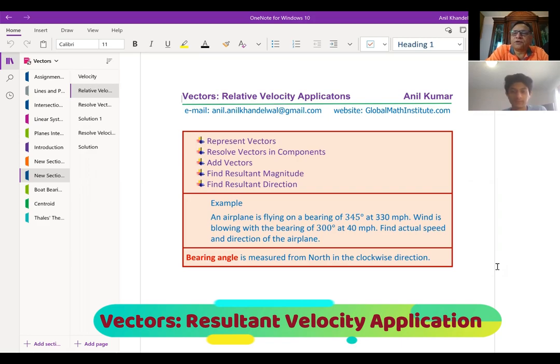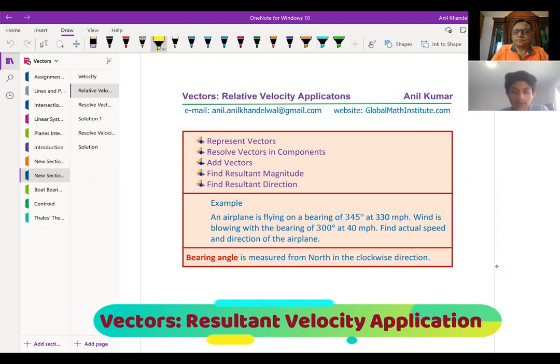Here is an example for you. Can you please read the example? Yes, sir. An airplane is flying on a bearing of 345 degrees at 330 miles per hour. The wind is blowing with the bearing of 300 degrees at 40 miles per hour. Find the actual speed and direction of the airplane. Bearing angle is measured from north in the clockwise direction.